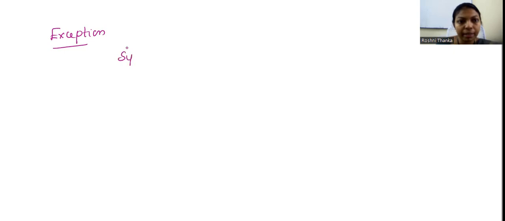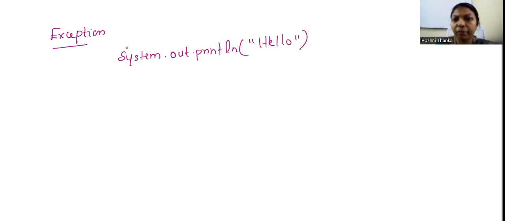For example, when I want to print something in the console window, we will say System.out.println and then write something, hello. Likewise, if we don't put a semicolon here, that is a syntax error. Java follows some syntax, so if we make a mistake in the syntax, that will be notified during compile time. Those we call errors.